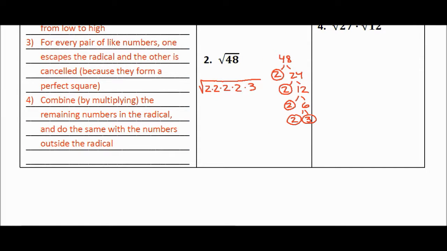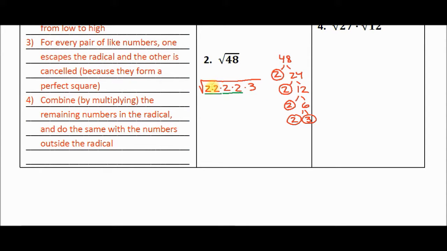All right, let's take a look at our pairs. Step number 3. And notice also I wrote these from low to high. That's step number 2. Step number 3, let's mark our pairs. We got two 2's, there's a pair. We've got another pair of 2's. It looks like 3 is going to be all by itself. That one is going to stay inside the radical.